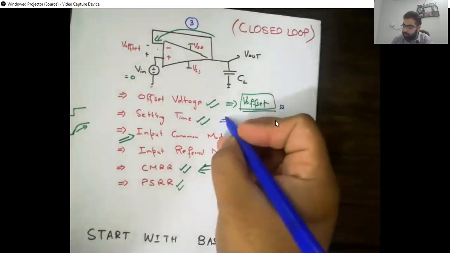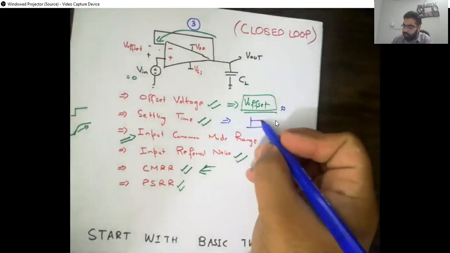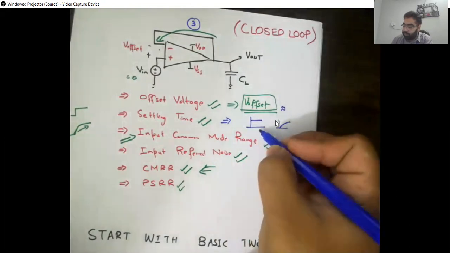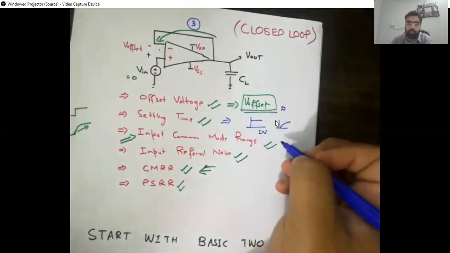Settling time, we mentioned: if you have this amplifier and the input is a step, how fast can you reach the output? So how fast can it settle? That also depends upon the capacitance, the resistance, and the type of circuit you are using, explicitly the output stage.